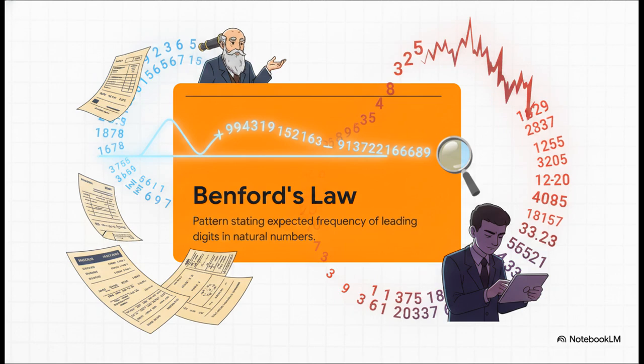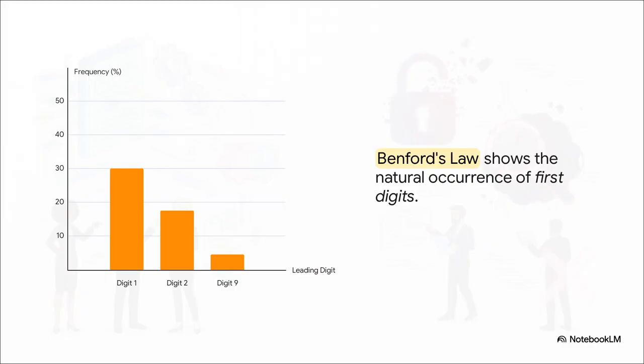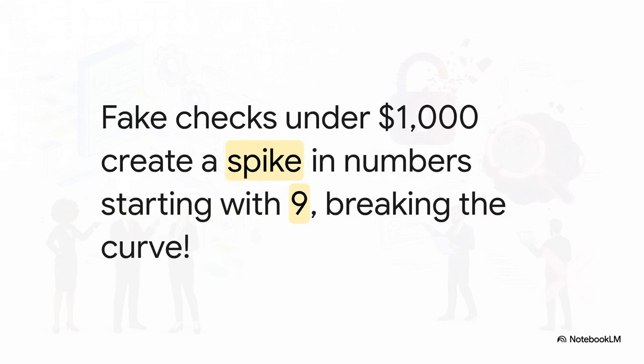Get this, in naturally occurring datasets, the number 1 is the leading digit roughly 30% of the time. From there, it just gracefully curves downward. The number 2 is the first digit about 17.6% of the time, all the way down to the number 9, which appears as the leading digit less than 5% of the time. The thing is, our human brains just don't intuitively grasp this. If we try to fake random numbers, we use the digits 1 through 9 way too evenly. Which perfectly illustrates how the bad guys ultimately get caught.